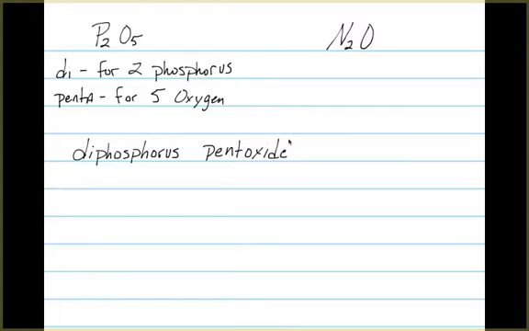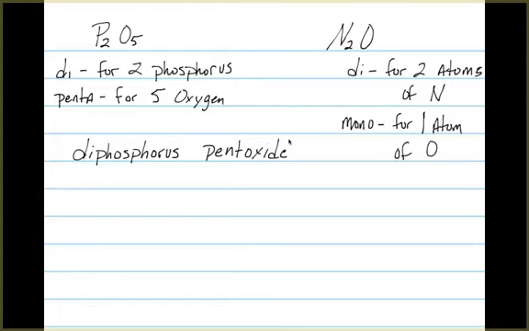And the last example, we've got N2O. We're going to have di for two atoms of nitrogen and mono for one atom of oxygen. We have to have the mono on the second element because the second element always has a prefix. It's only on the first element that we will drop the mono if we don't need it. So we get dinitrogen monoxide.